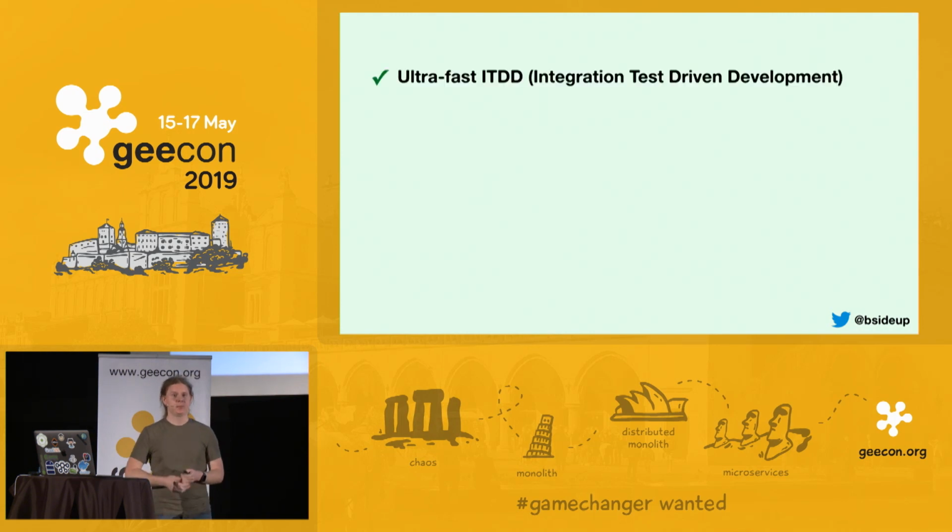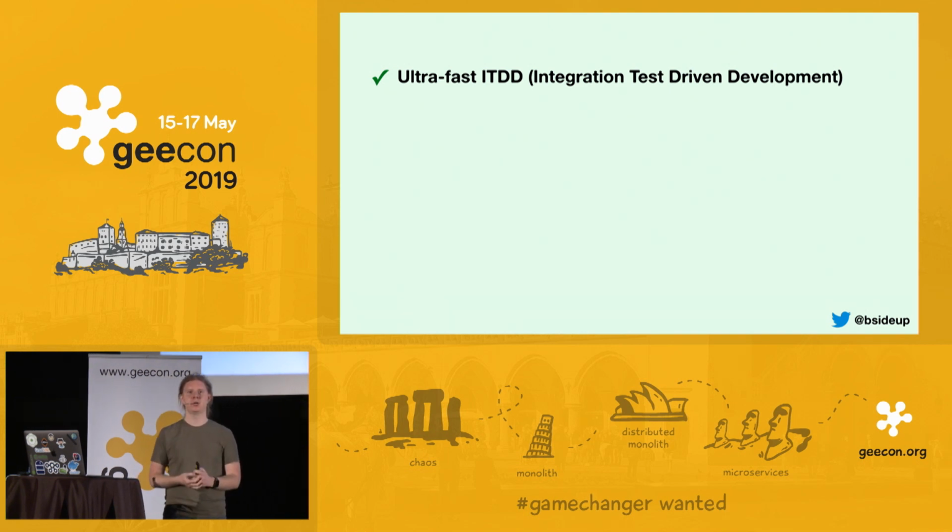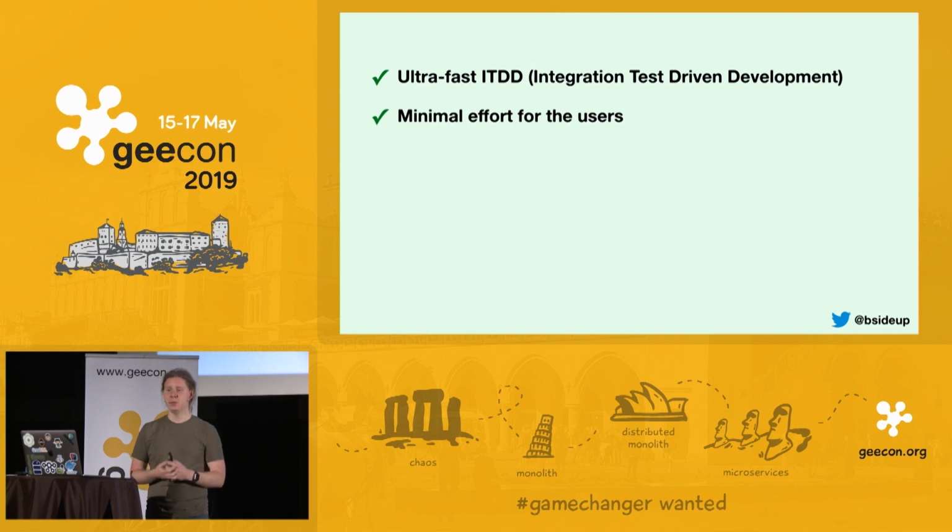So, ultra-fast integration test-driven development, something we never seen before, like TDD, yes, but let's focus on integration test-driven development. You want to write a Kafka consumer, you write it, you run your test, you restart your test, and it takes less than a second to get working Kafka. It's minimal effort for the users. Like really, you add property to the property file, and then you define some containers as with reuse.